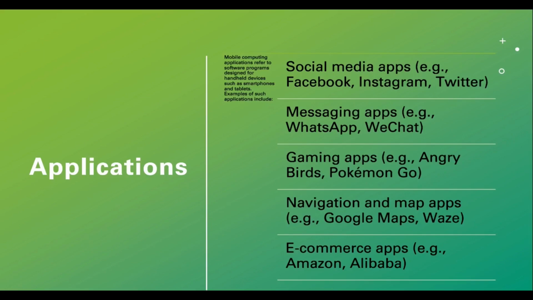Mobile computing applications refer to software programs designed for handheld devices such as smartphones and tablets. Examples of such applications include social media apps, for example, Facebook, Instagram, Twitter. Messaging apps, for example, WhatsApp, WeChat. Gaming apps, for example, Angry Birds, Pokemon Go. Navigation and map apps, for example, Google Maps, Waze.